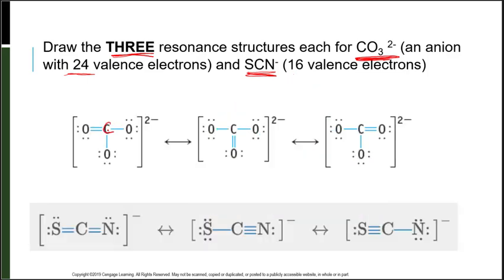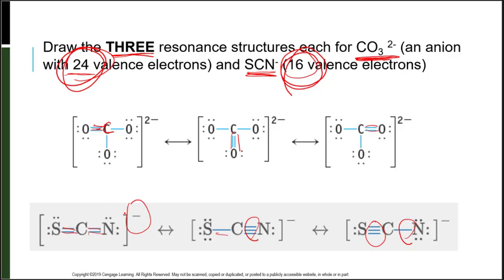If I've got carbon with 3 oxygens around it, I could have a double bond oxygen on the left O, the bottom O, or the right O. And for SCN, I could have 2 double bonds, a single and a triple, or a triple and a single. Any of those would satisfy having the 16 electrons or the 24 electrons and still having the same charge, and everybody still having 8 electrons.